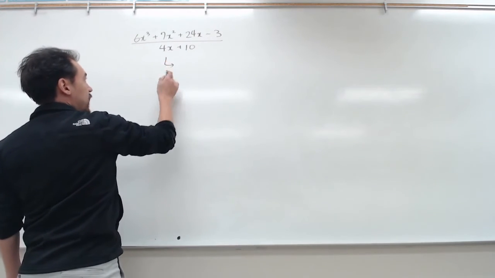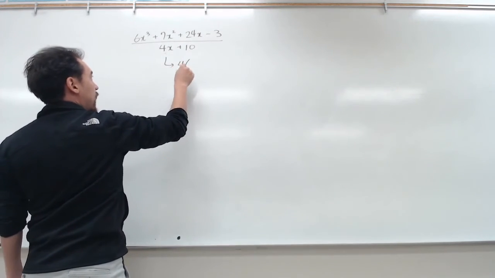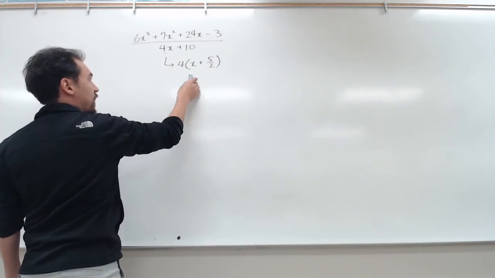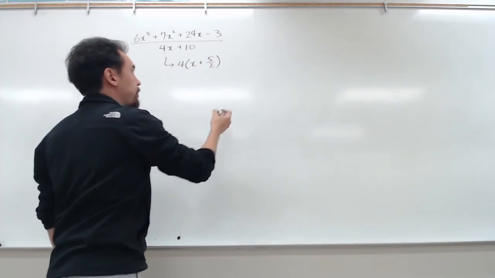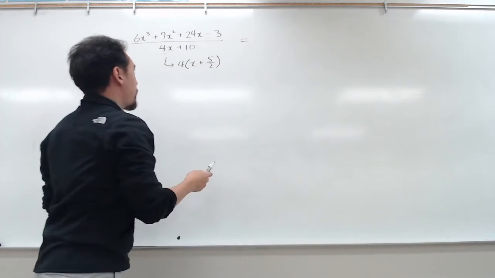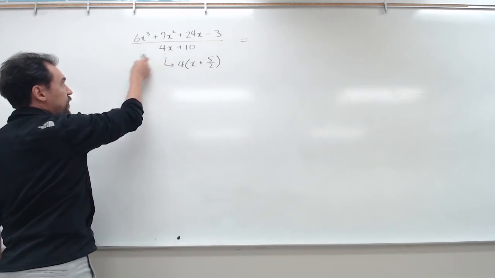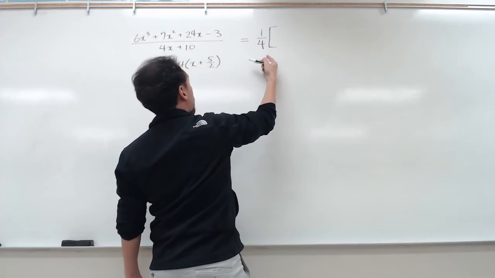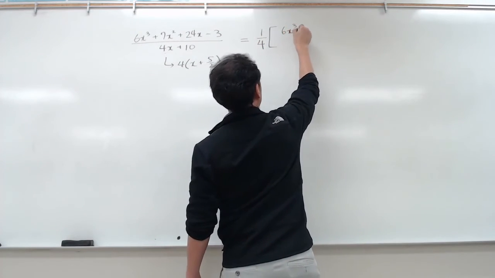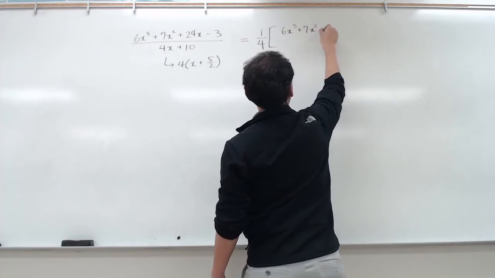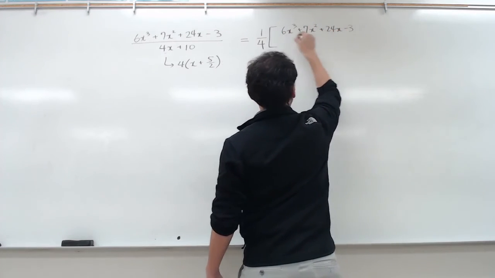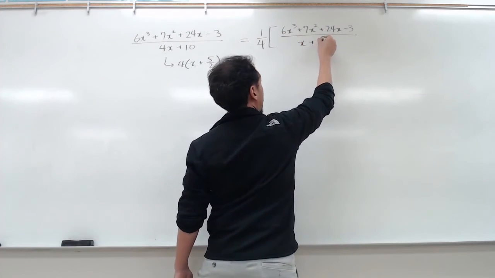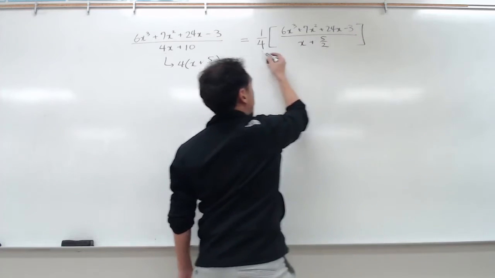So what we did before is we factored out this 4, and that will get me x plus 5 halves, also known as x minus negative 5 halves, right? Okay. The initial step was to take that 4 and factor it out of the denominator, which puts it in the position right here in the denominator. I'll put it in the brackets. The numerator stays the same, 6x cubed plus 7x squared plus 24x minus 3 divided by, and now I have x plus 5 halves on the denominator with that 4 sitting out front.